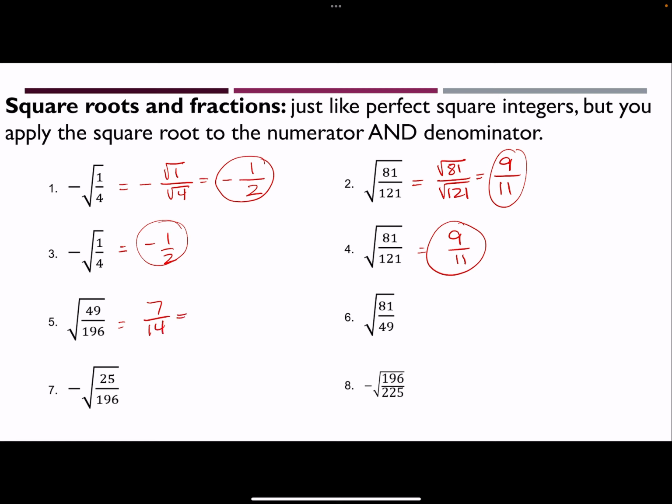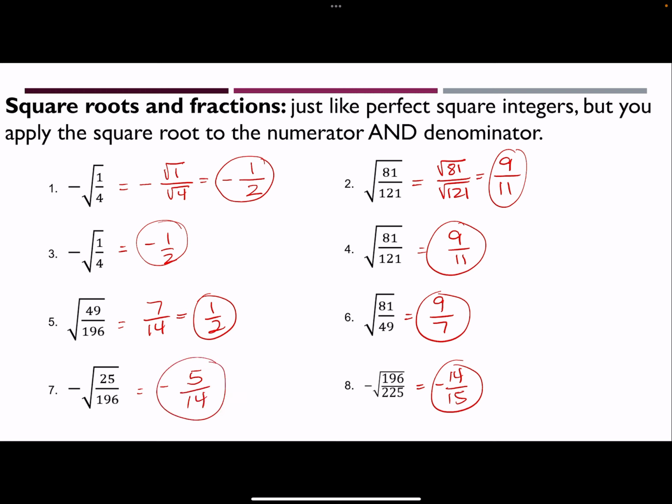And I notice in number 5 here, I get 7 over 14 when I take the square root. And I always want to simplify that fraction if I can. So I can simplify that a little further. All right, so there we go. Now you can check all of those answers.